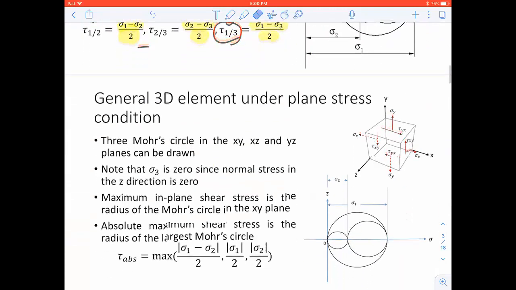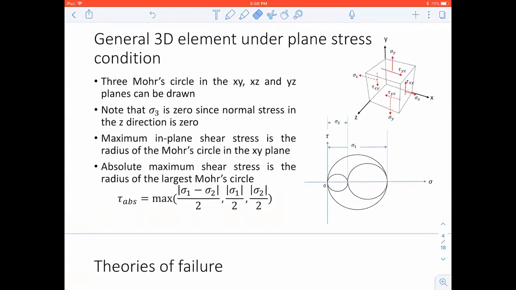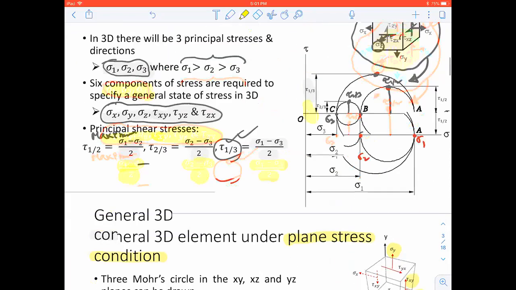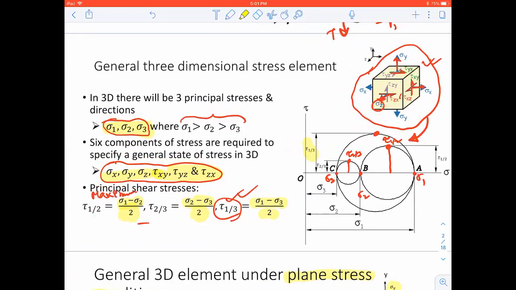If I draw it for the plane stress condition, remember for plane stress, sigma z is equal to 0. I don't have any sigma z. I only have sigma x, sigma y, tau xy, that's all I have. That's why it is called a plane stress condition, and this is what you have been studying in the previous classes. We didn't look at the 3D generalized condition, but things get complicated. Now we are starting to introduce these complicated things slowly.